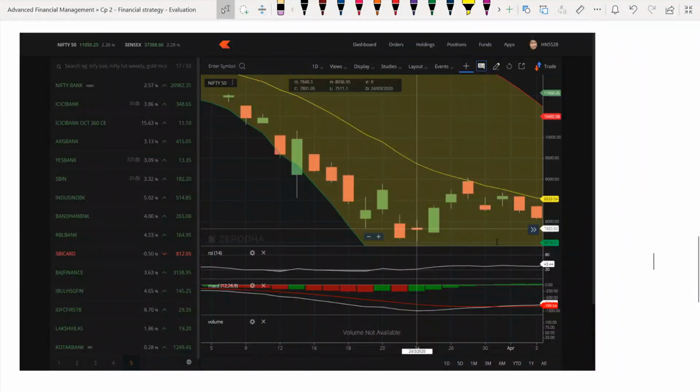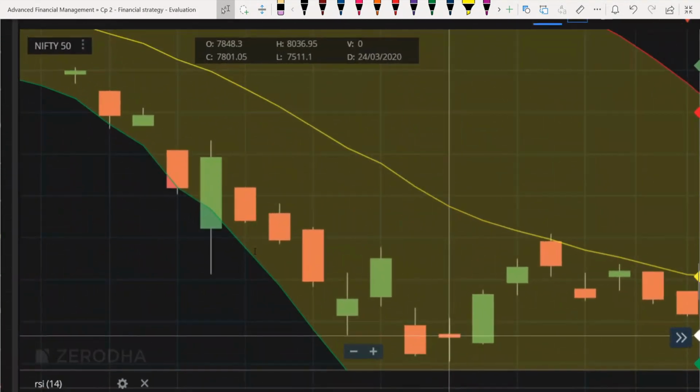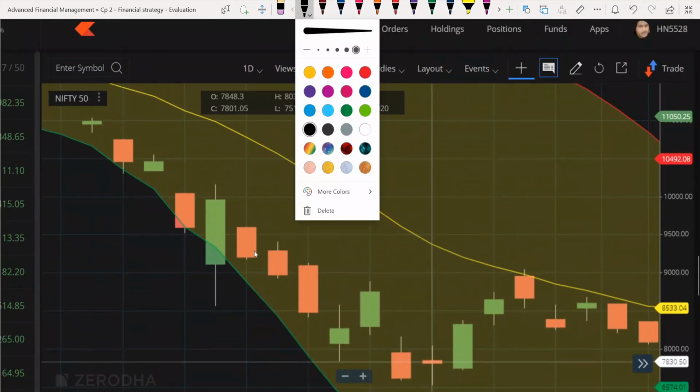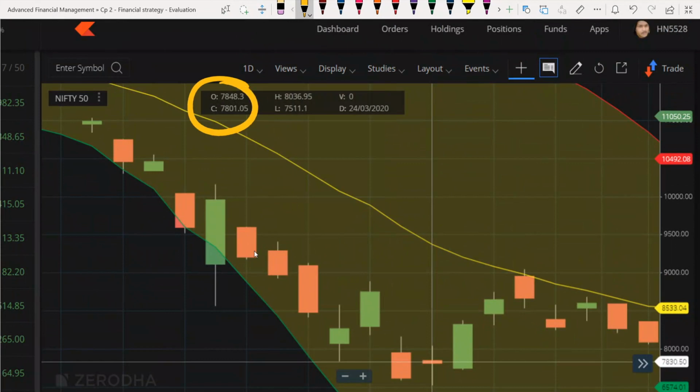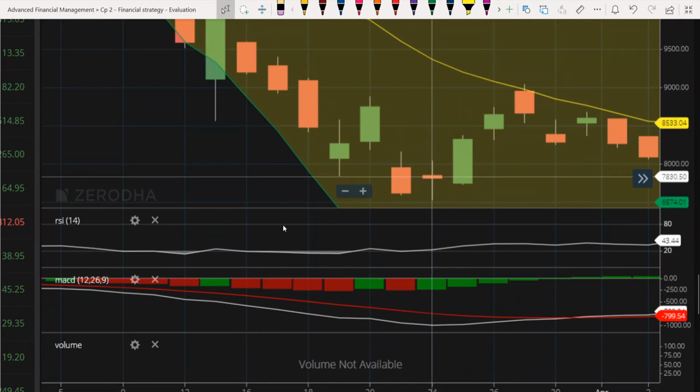Yes, I have just copied the screenshot to our class notes so that you can refer to this later. You can see here on the top, O stands for opening, that is 7848.3 points. Then highest was 8036, lowest was 7511 points. Okay, so 7511, and I want you to pay attention to this candle.